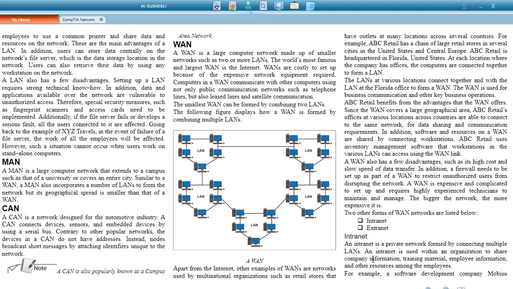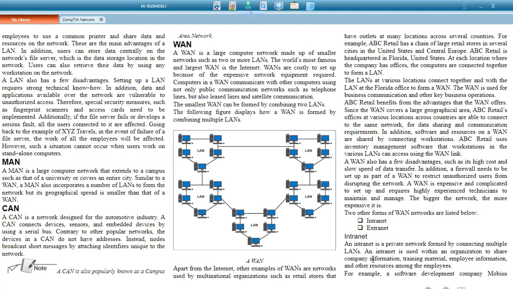Going back to the example of XYZ Travels, in the event of failure of a file server, the work of all the employees will be affected. However, such a situation cannot occur when users work on standalone computers.